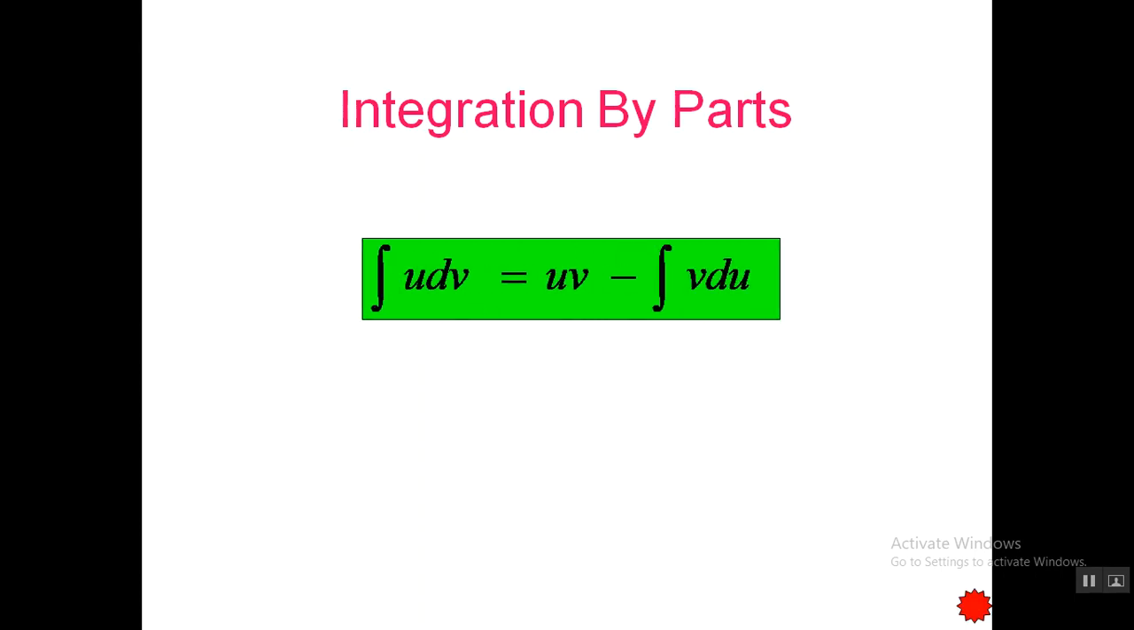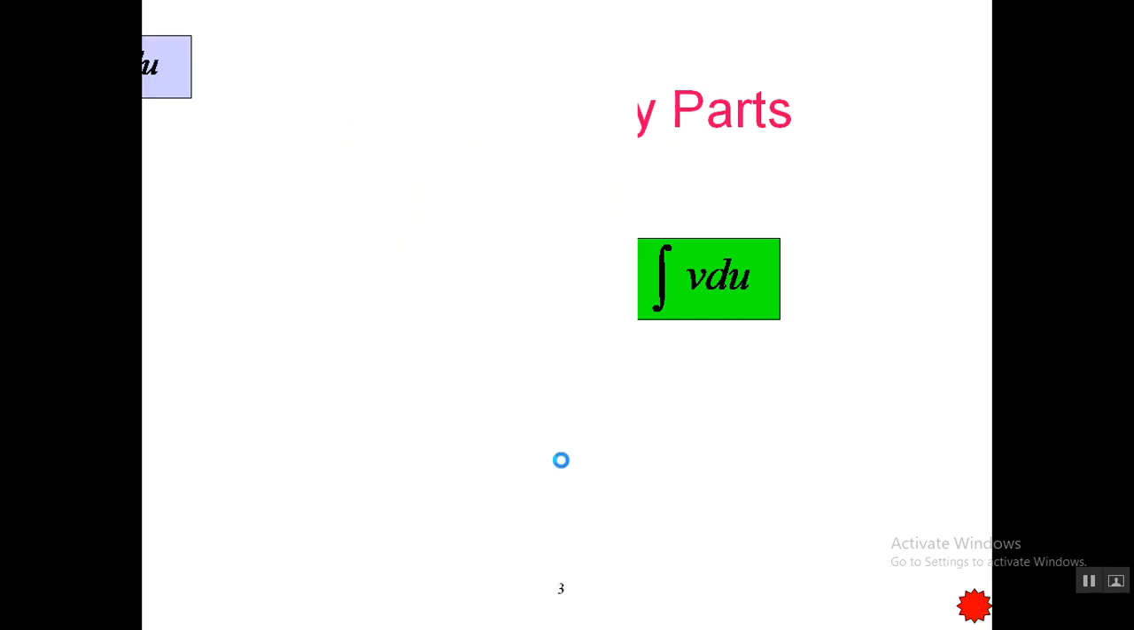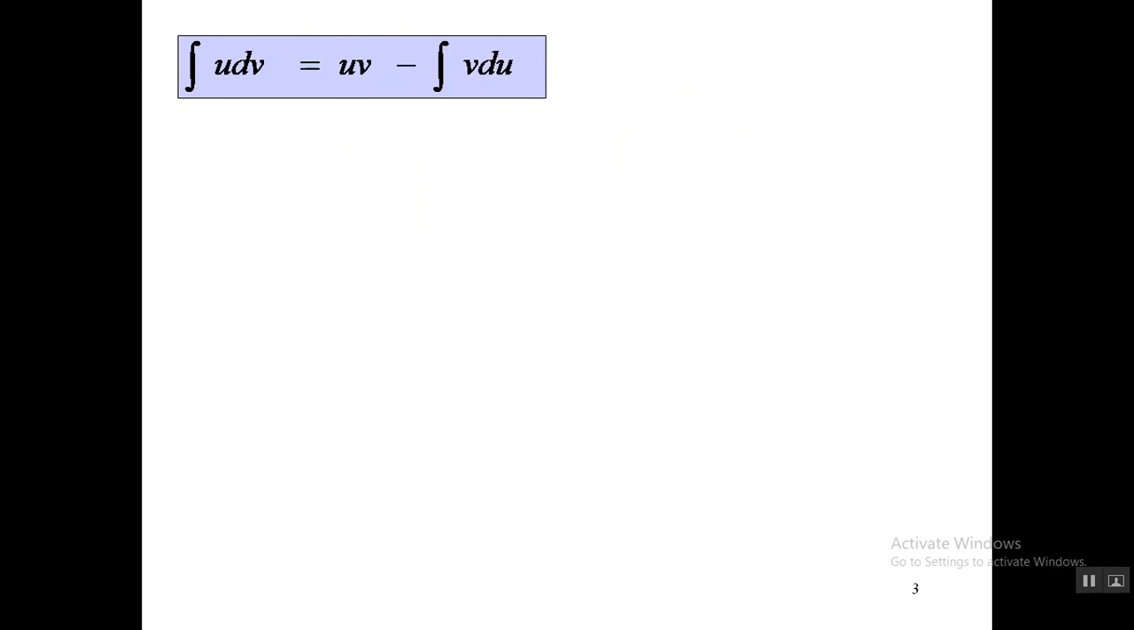Hi, in this video I am talking about integration by parts. This is a method for finding some integrals. This is the formula we use in by parts: the integral of u dv equals uv minus integral v du. I explain by parts by giving you 6 different examples of different types.